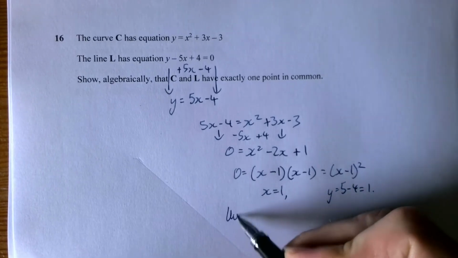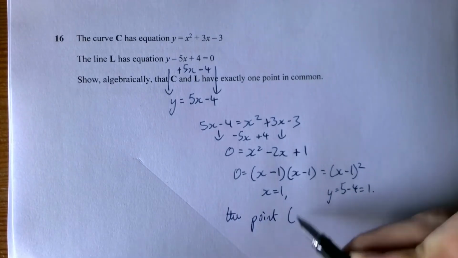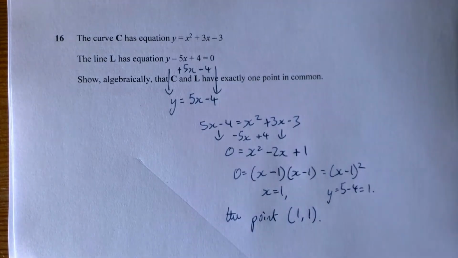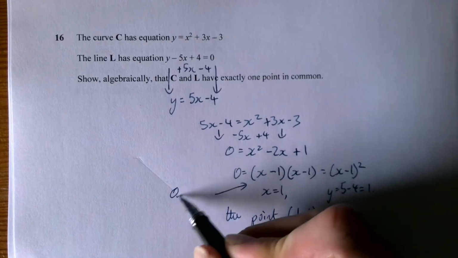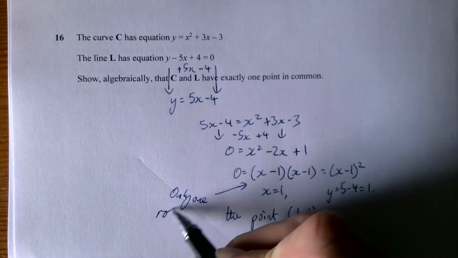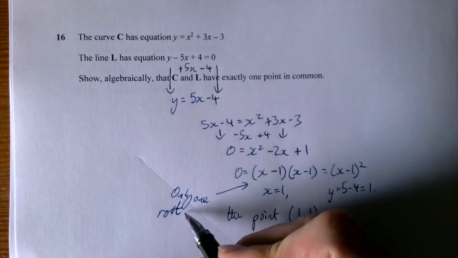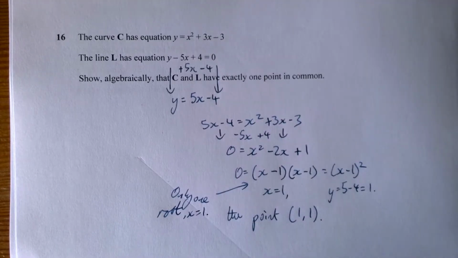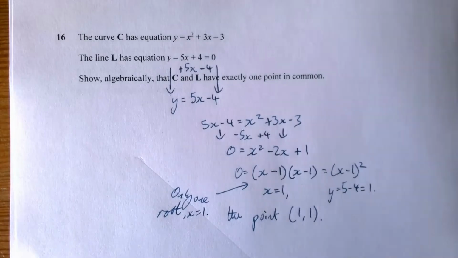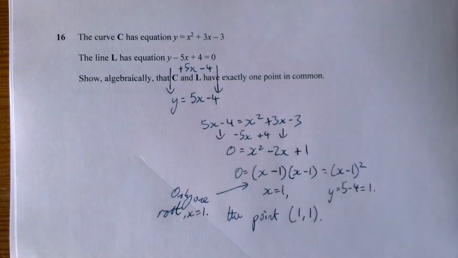So the point 1, 1, and we've shown algebraically because we've solved it, showing all of our working, and we've given them the point that is the one point they have in common. Oh, and strictly speaking, to get the marks, we need to say something in words about that. So only one root, x equals 1. They want to have something there to say that you have said that it's only 1, but it's an annoying way not to get a mark.